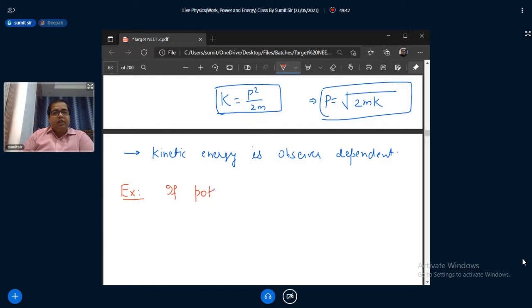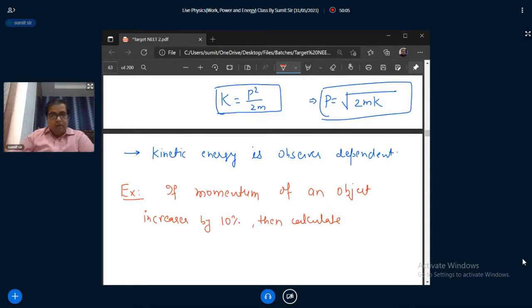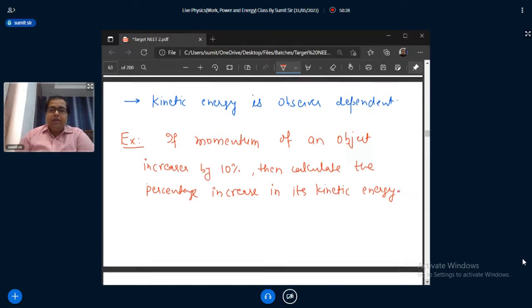If the momentum of an object increases by 10%, then calculate the percentage increase in its kinetic energy. Okay, find it.